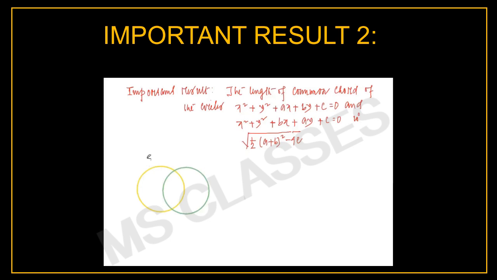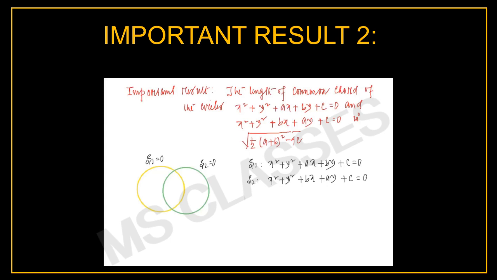This is S1 equal to 0, and this is S2 equal to 0. Here S1 denotes the first circle and S2 denotes the second circle. That is what we mean to say: here S1 is x square plus y square plus ax plus by plus c equal to 0, and S2 is x square plus y square plus bx plus ay plus c equal to 0.